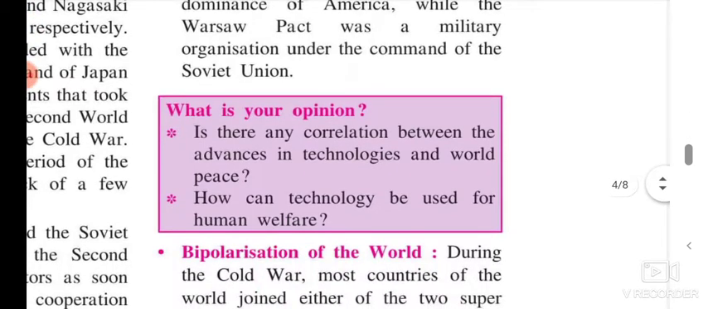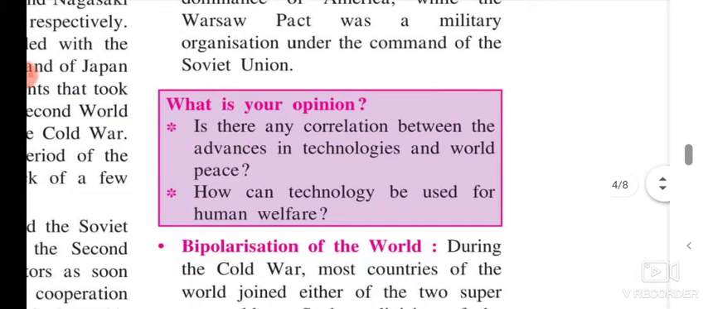We have an activity here. What is your opinion? First question: is there any correlation between the advance in technology and world peace? Second one: how can technology be used for human welfare?